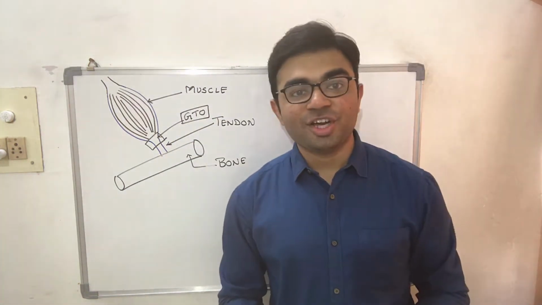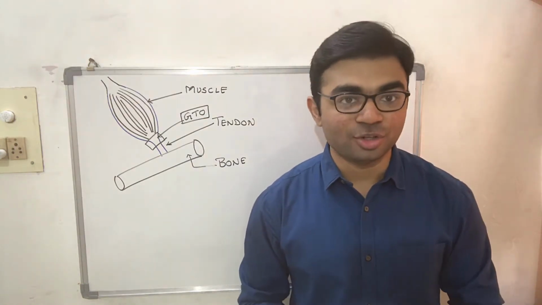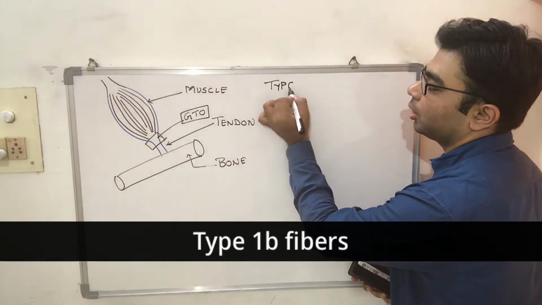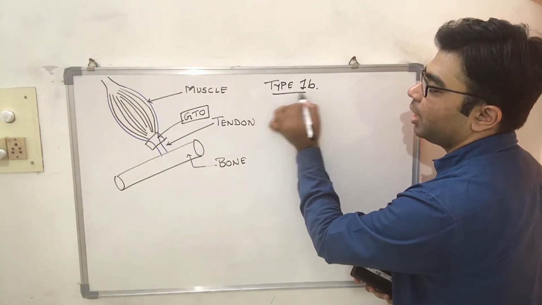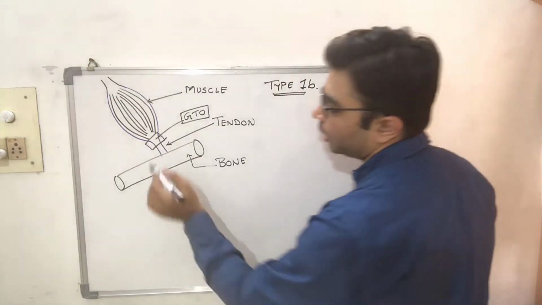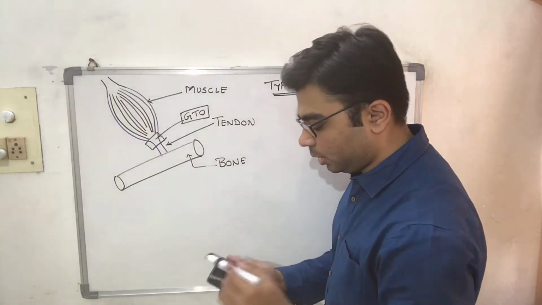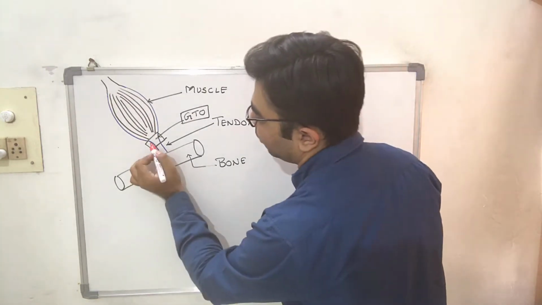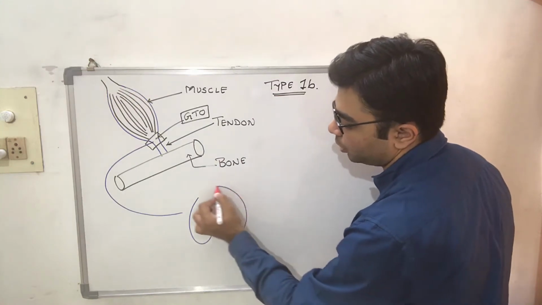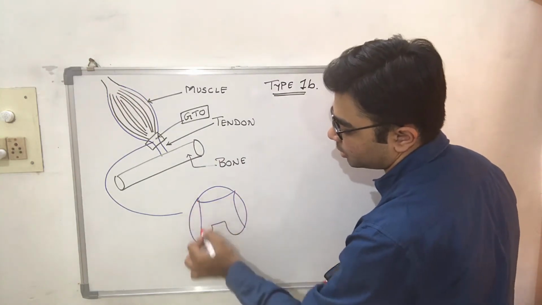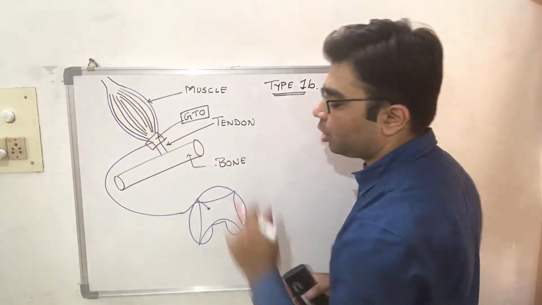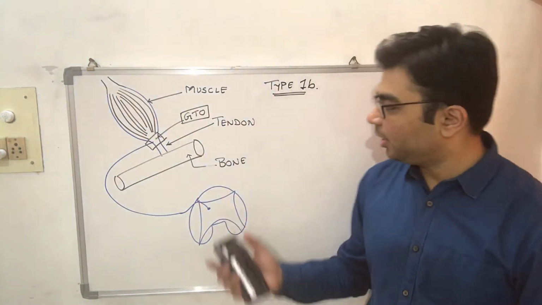Now the Golgi tendon organ has a nerve supply also. Do remember this: type 1B fibers carry the sensations from the GTO to the spinal cord. Let me draw it over here. Fibers starting from the GTO carry the sensation towards the spinal segments. So that was all about the GTO and its nerve supply.